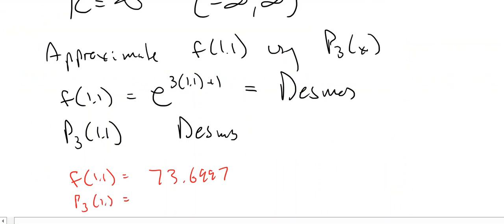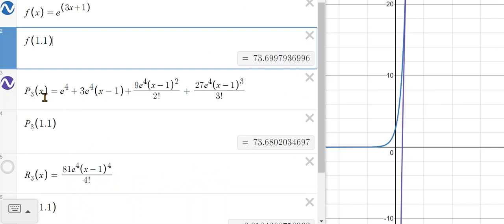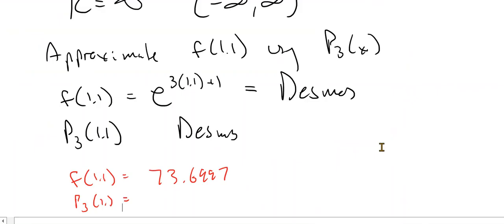So going back to Desmos, here is p sub 3. I just entered it into Desmos as a function. And then I evaluated that function. p sub 3 of 1.1 is 73.6802. All right, so that was step 4.